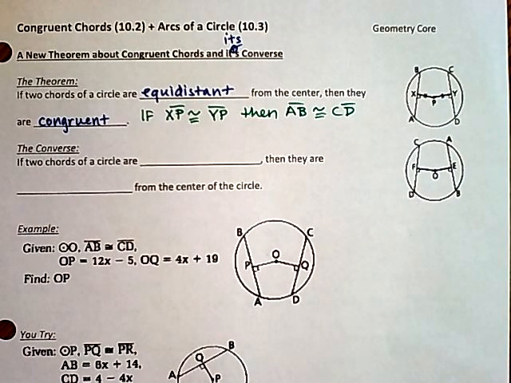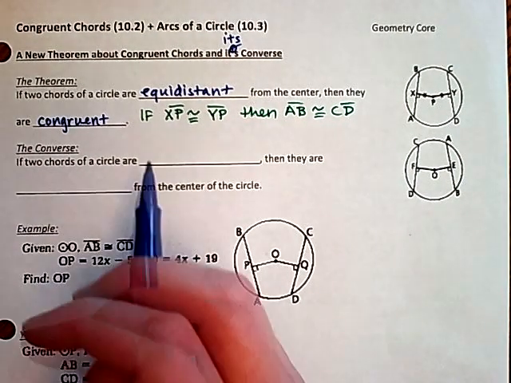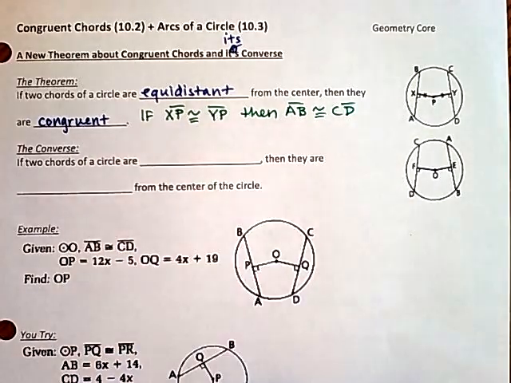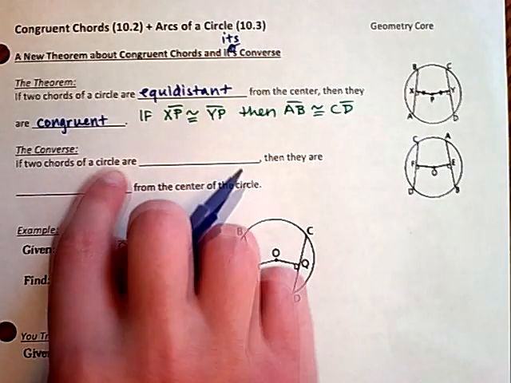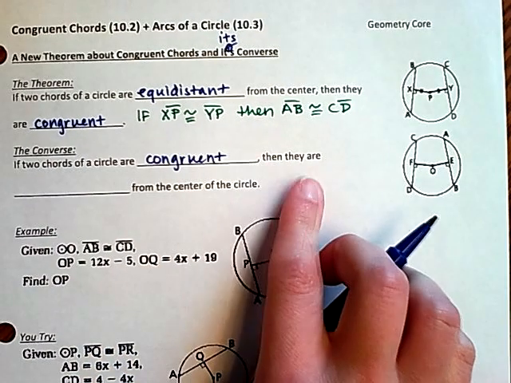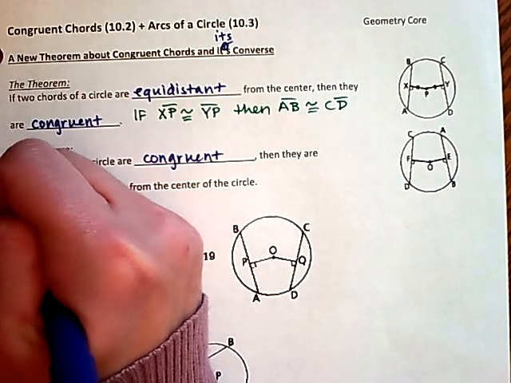So the converse is reversing the theorem. So starting with the conclusion and ending with the given in the previous theorem. So it will say if two chords of a circle are congruent, then they are equidistant from the center.